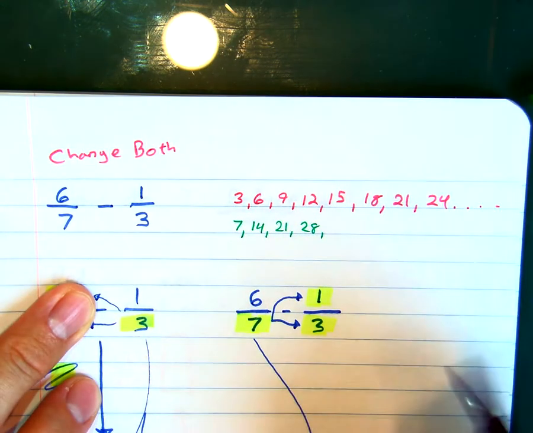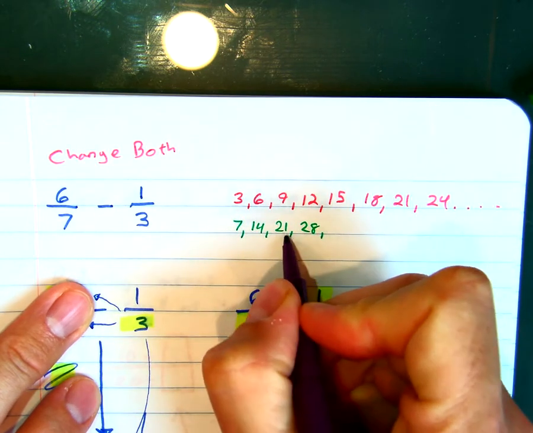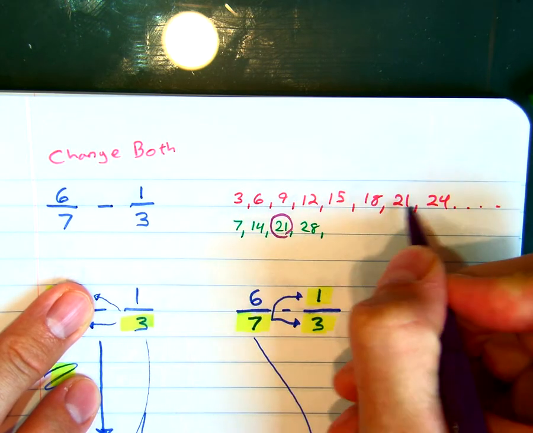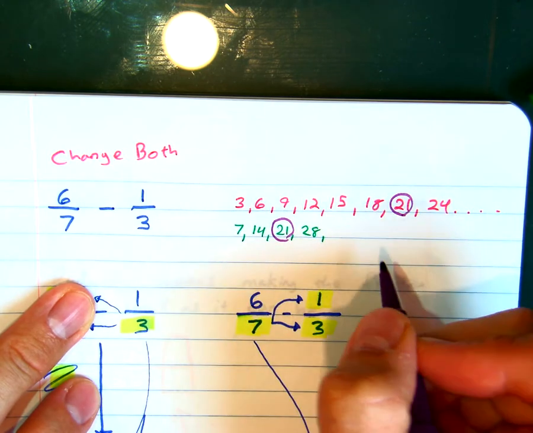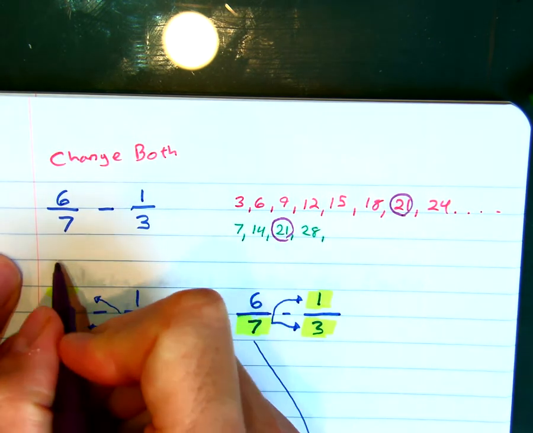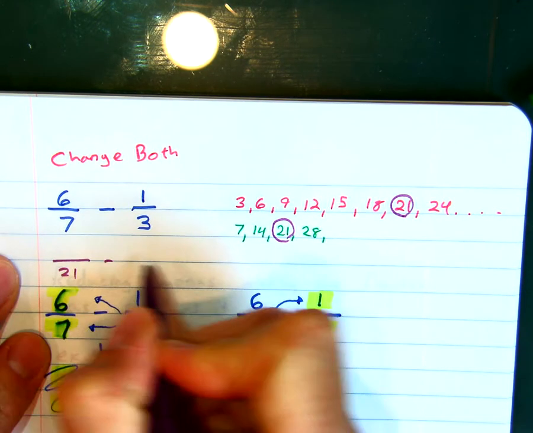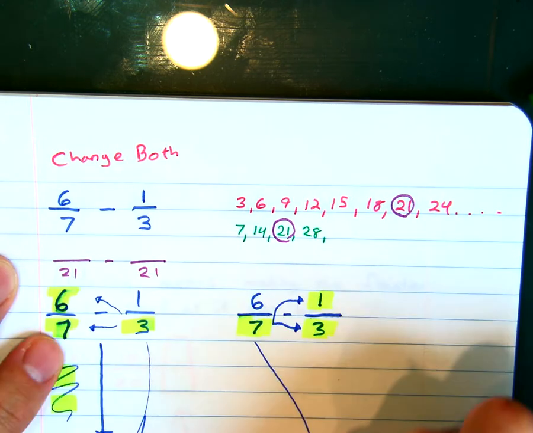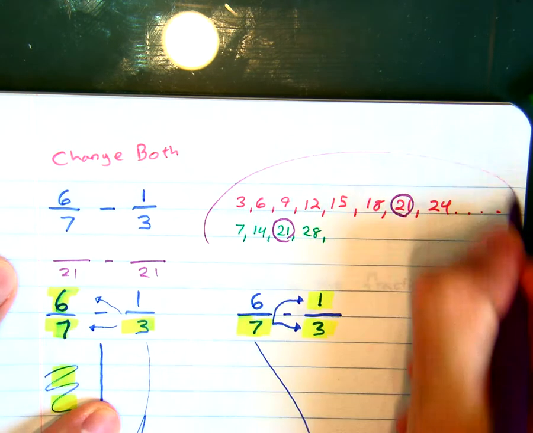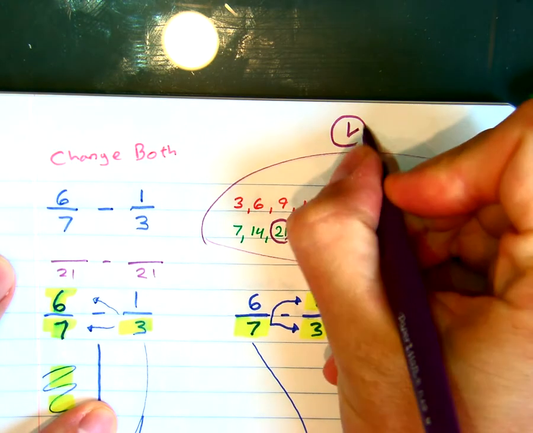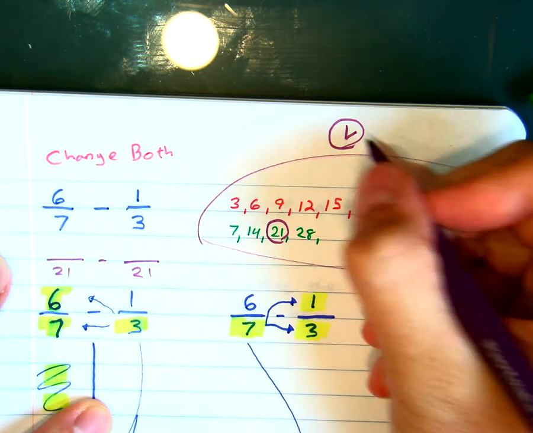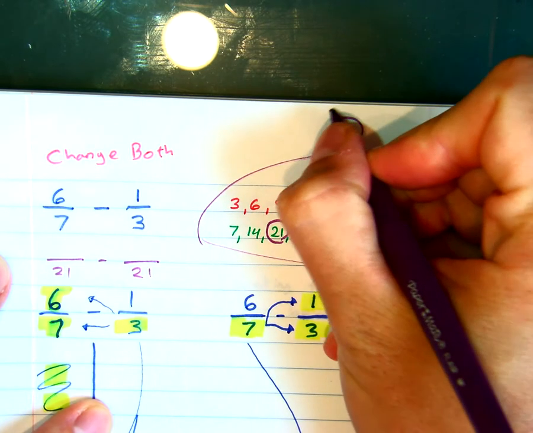And I actually know which number we're going to land on right now. It's going to be 21. So this is the first number that they share. Now I want to make this problem a problem where the denominators are 21. Now, this method will always work. However, this method takes a lot of time. That's my poor attempt at a clock. Time.